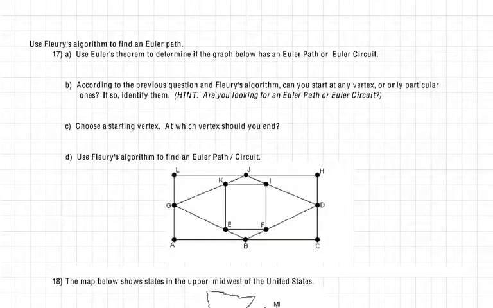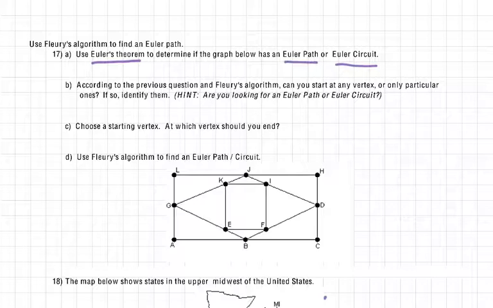We're going to do one together right now, though. First thing we're going to do is look at this graph below, and we're going to use Euler's theorem to determine if the graph has an Euler path or an Euler circuit. So that means we need to look at the degree of each of these vertices. So I'm just going to write the degree next to each vertex.